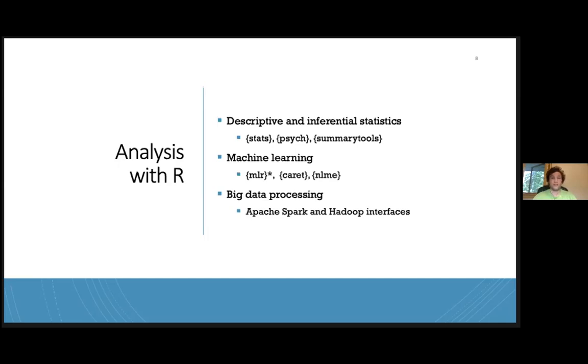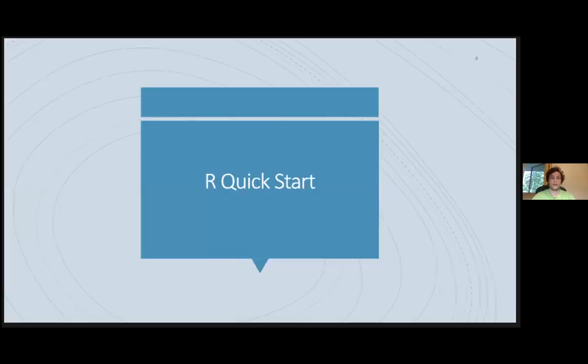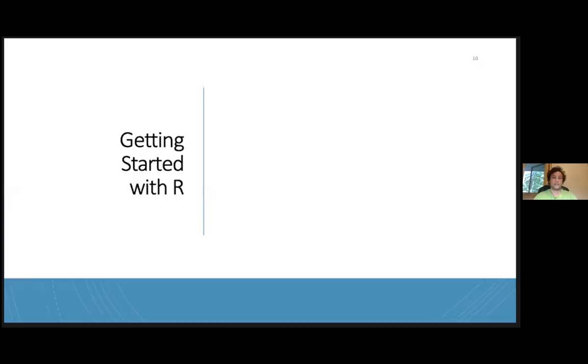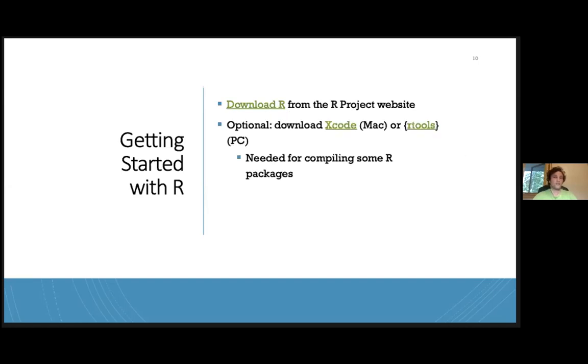So from there, I think we'll just do a quick start on R. I'm just going to quickly overview what you should download and how to open and use some of those tools within R. So the first thing you'll need to do to get started with R is download it. You can find it at the R project website, or if you open up the slide deck, you'll see that there's a hyperlink to download R there. Something that's technically optional, but I think is pretty useful, is to download Xcode if you're on a Mac, or download the Rtools package if you're on a PC.